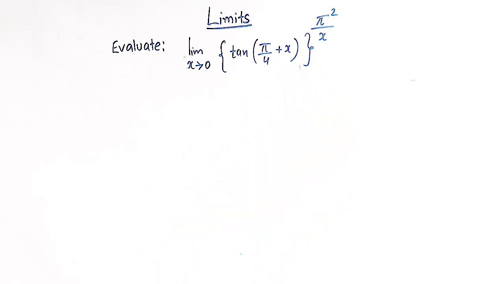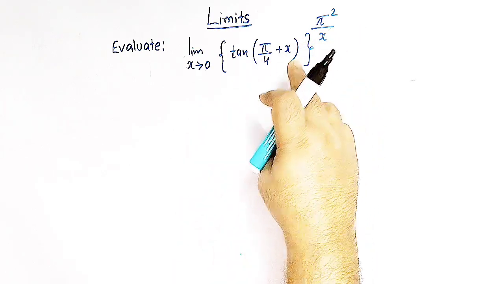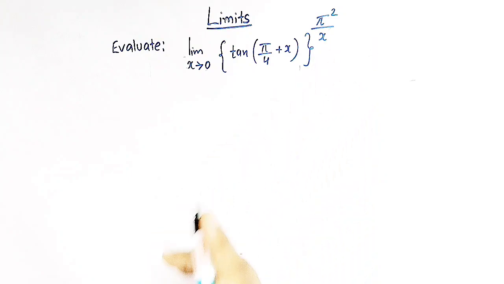So to evaluate this type of limit, where we have a function which is raised to some other function, we'll use a particular rule, right? So let us first quickly see the rule, how to evaluate these kinds of limits.